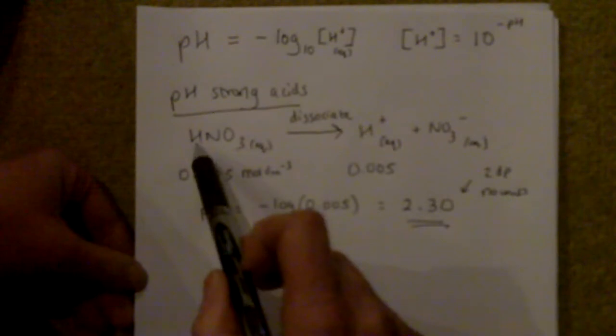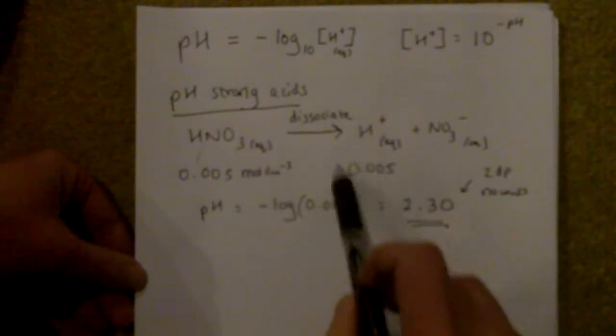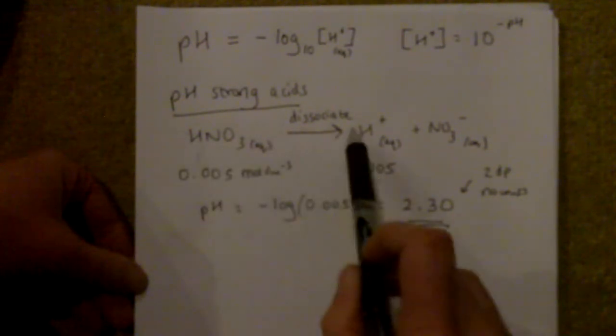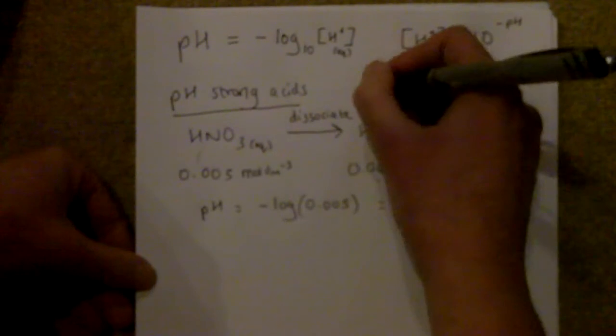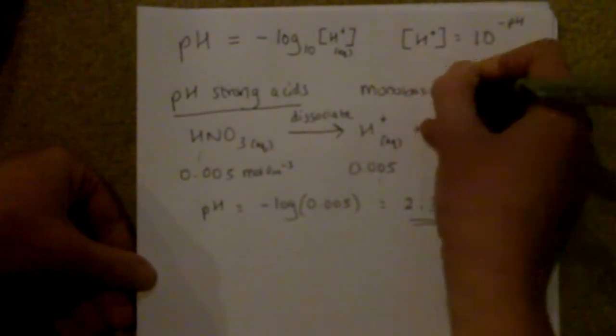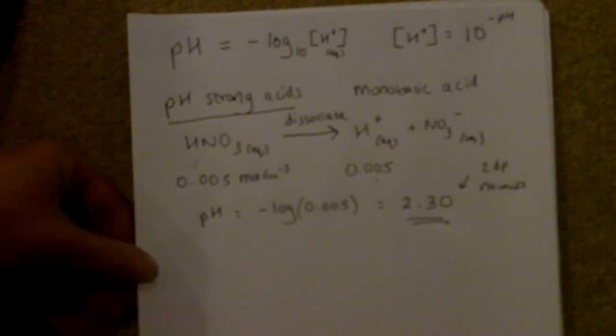It's quite straightforward, fully dissociated. That's the concentration of the acid, and that's the concentration of the H+. You've got to watch out, this is 1 to 1, it's a monobasic acid, but if it's a dibasic acid, if it's 1 to 2, then you've just got to be careful of that ratio. Okay, that's how you work out the pH of strong acids.